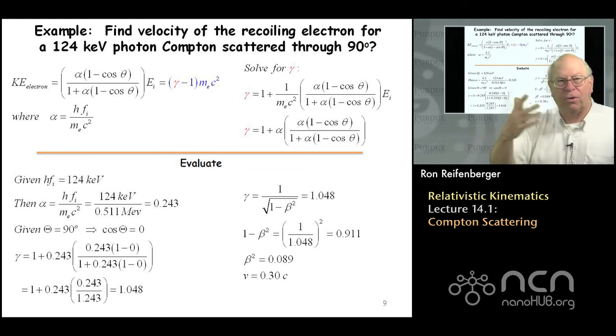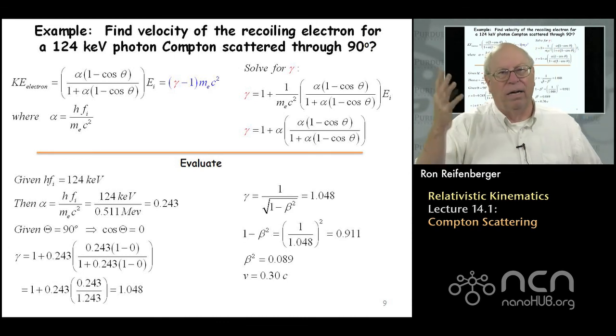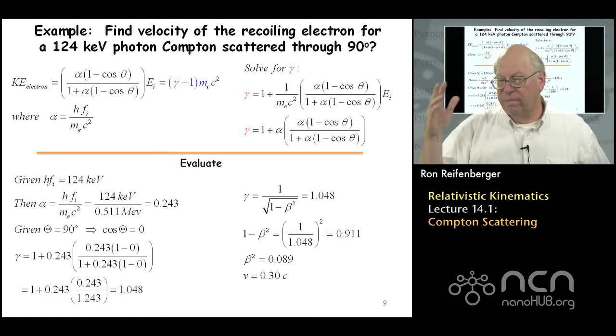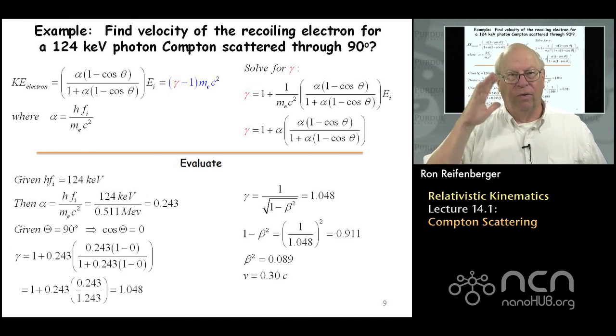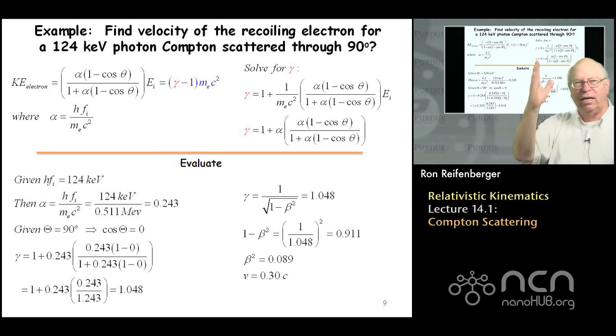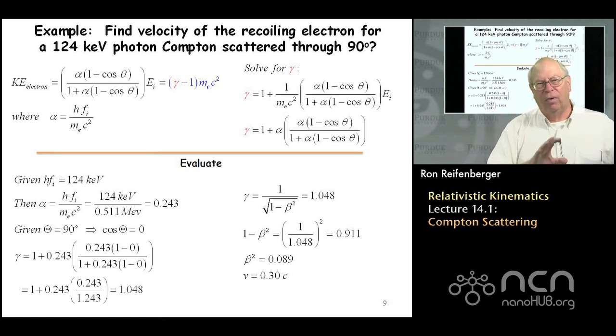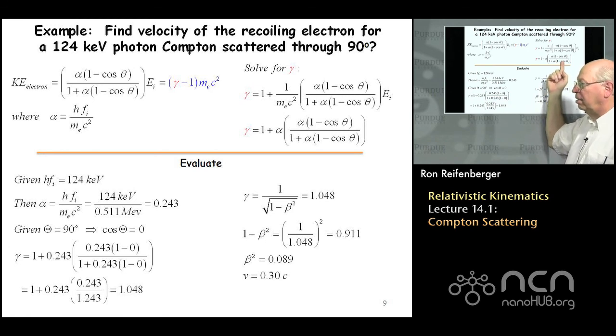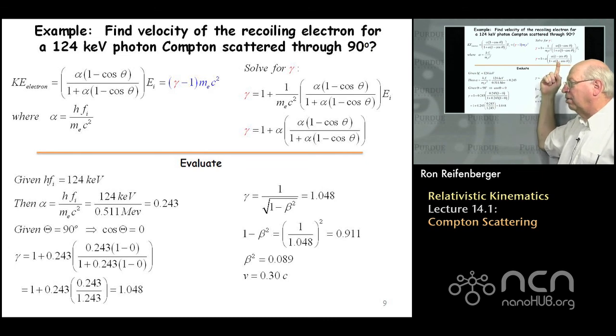So I have to pick a particular set of circumstances. Just to pick something, I say a recoiling electron is produced by a 124 keV photon. So we've got an incident photon energy of 124 keV. And that 124 keV photon is scattered through a 90 degree angle when it interacts with the target. So my scattering angle is going to be equal to 90 degrees, because I have to put something in here to evaluate, to take into account the fact that the photon is scattered.